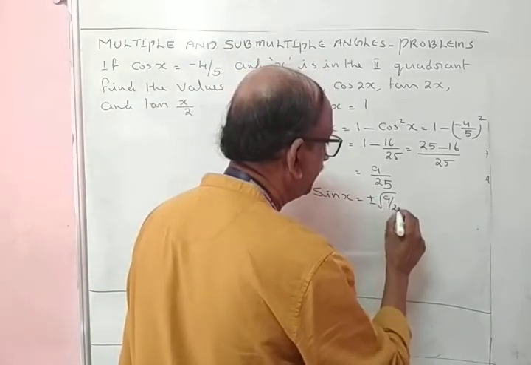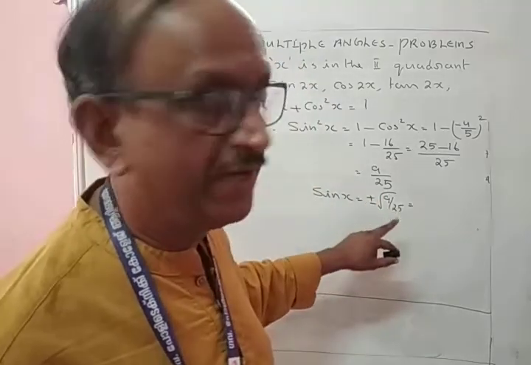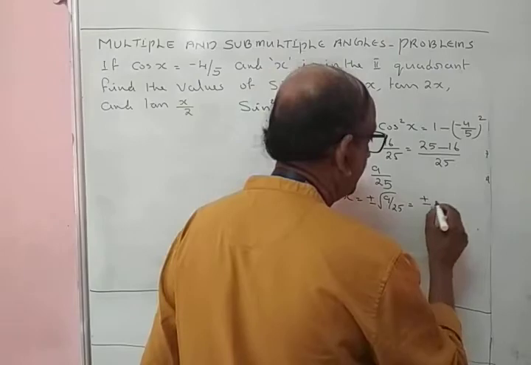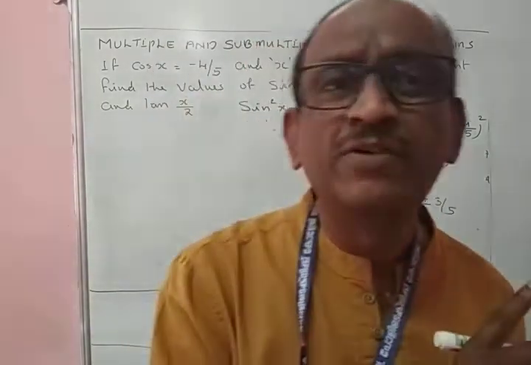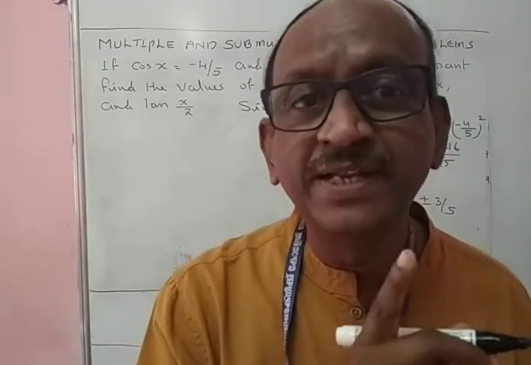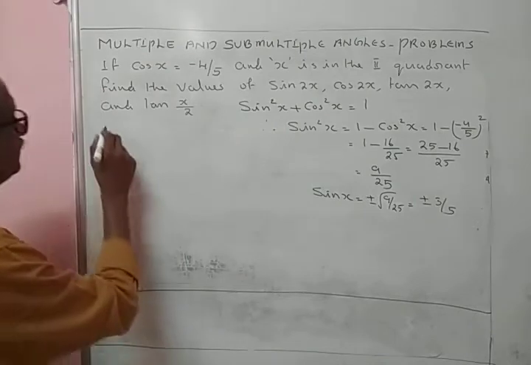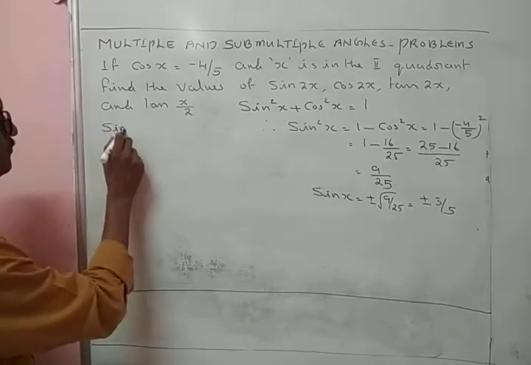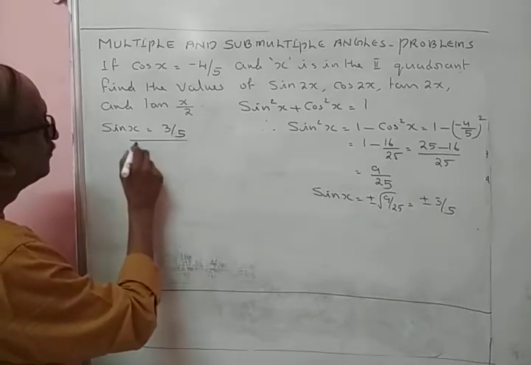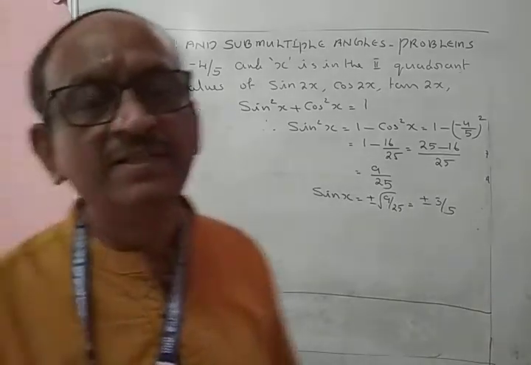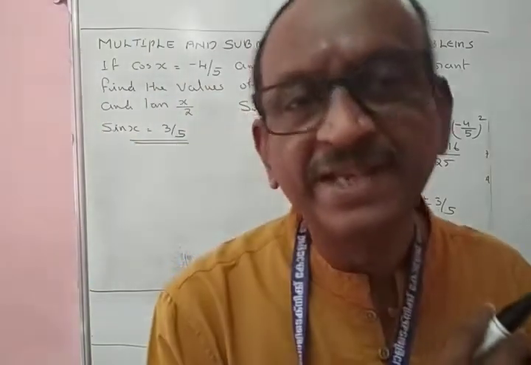9 by 25. Square root of 9 is 3. Square root of 25 is 5. Plus or minus 3 by 5. But x is in the second quadrant. In the second quadrant, sin x is positive. Therefore, sin x is plus 3 by 5. Therefore, we get the value of sin x. Therefore, sin x is known.